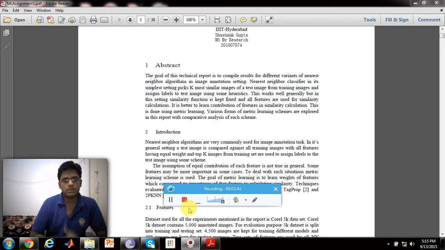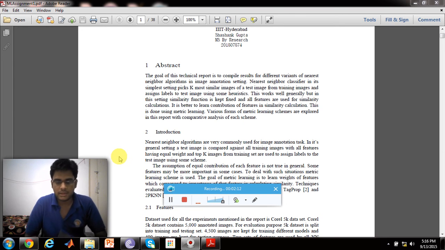Now about features. Three features were used: color feature, gist feature, and scale invariant features, which are frequently used in computer vision. The color features used were RGB features, LAB features, and CIE features, and the scale invariant features used were Harris SIFT and other variants of SIFT features. So this is about features.